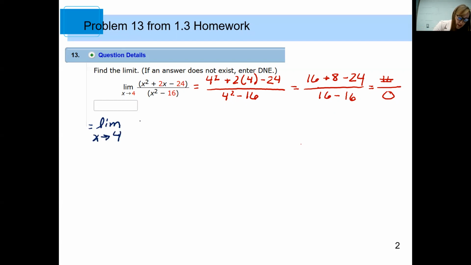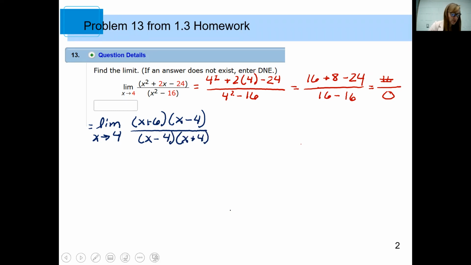So the way that I do that is I factor the numerator. I'm not going to review factoring, but if you do have questions on how to factor, you can always send me an email and I'll go ahead and review that in a different video for you. But let's just go ahead and factor. The numerator factors to be x minus 6, x plus 4. Just kidding, x plus 6, x minus 4 over the quantity x minus 4, x plus 4.